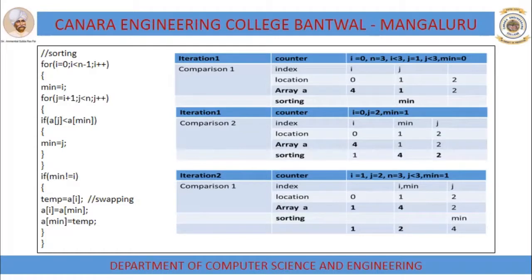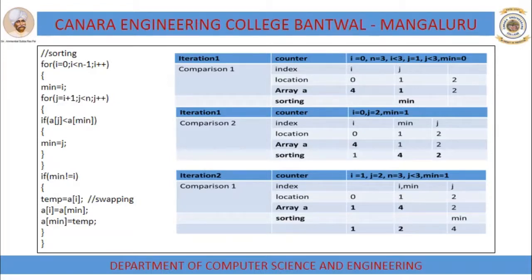Now for j equal to i plus 1, I will compare this minimum element with the next, adjacent element. So j is equal to i plus 1, because after the first scan, the first element is sorted. Then I have to start with the second element. The second element will be assigned as the minimum element, and I should compare it with the adjacent element, that is the third element. That is why I have made it i plus 1. So 0 plus 1 is 1, so j is equal to 1 here.